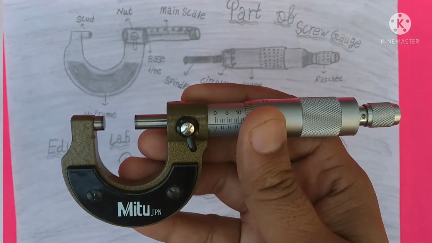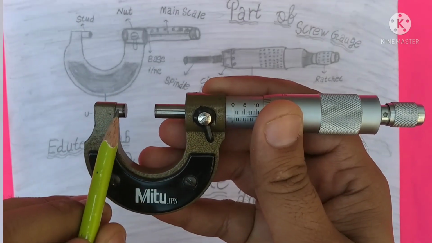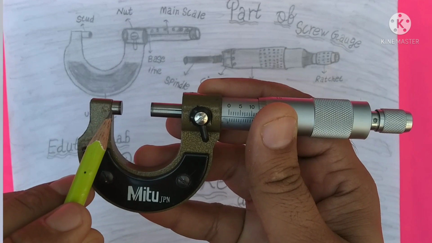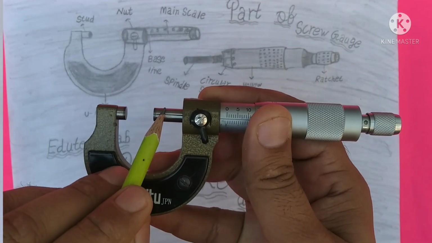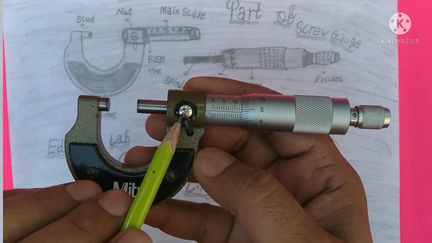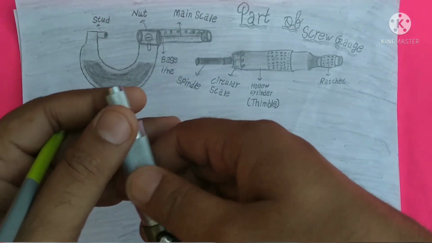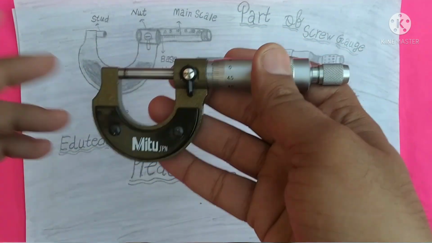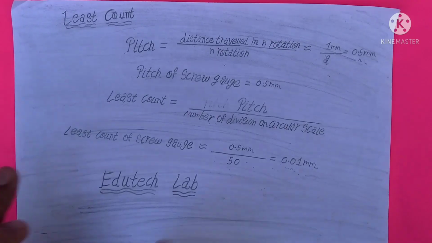And this part of the screw gauge is the stud. So the measuring object is always placed between the stud and this spindle, and it helps to lock the reading. So this is our overall information regarding the parts of the screw gauge.